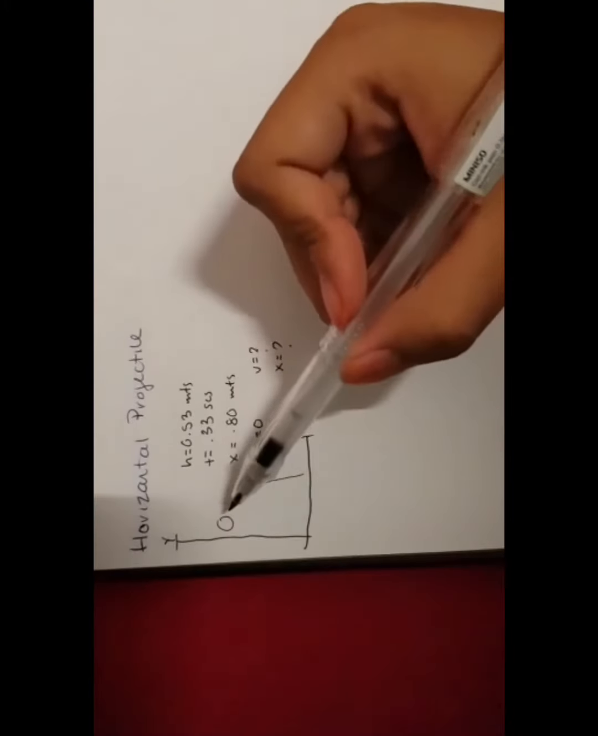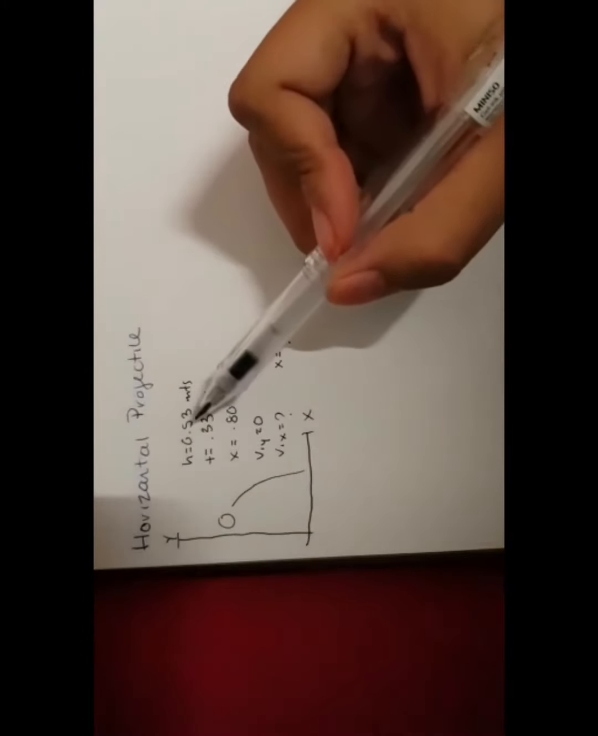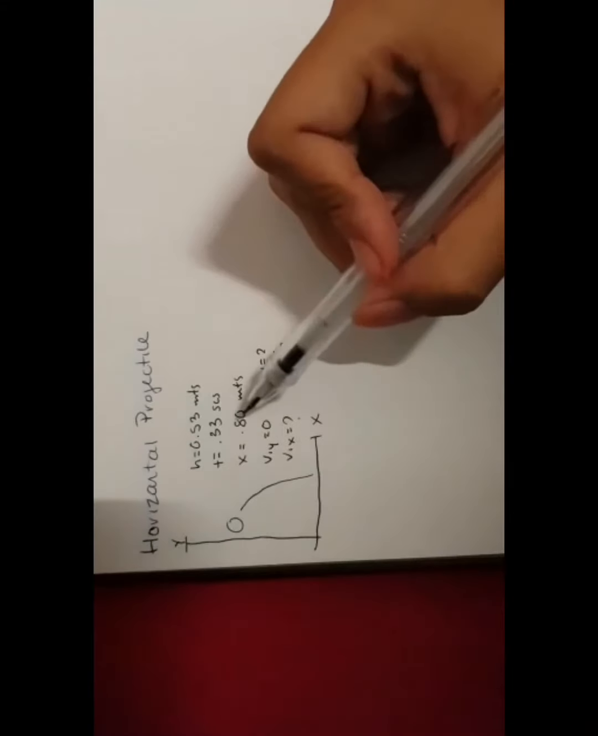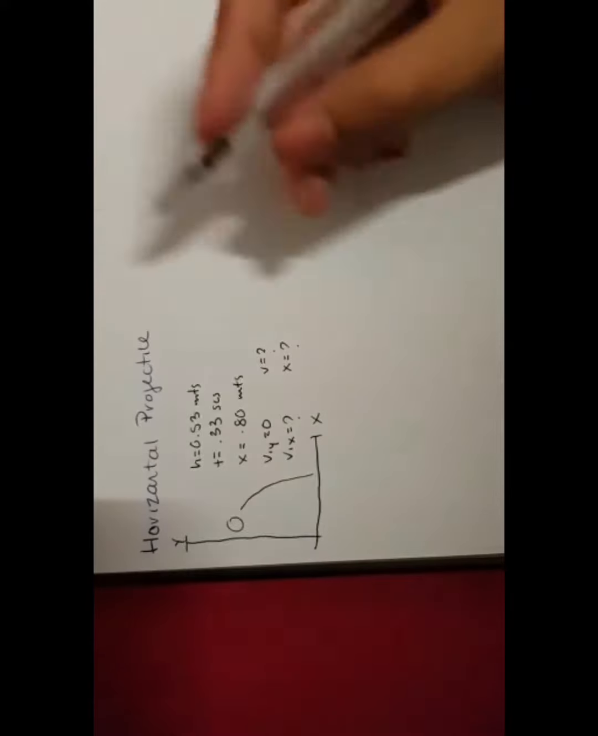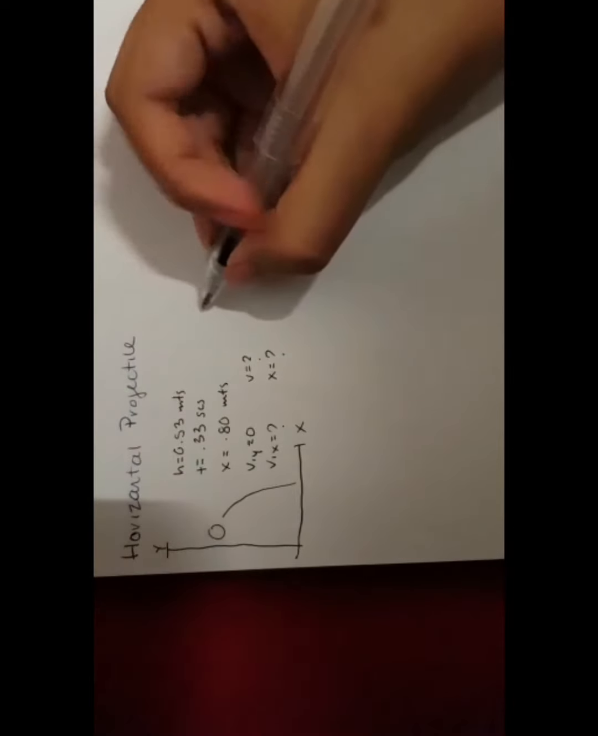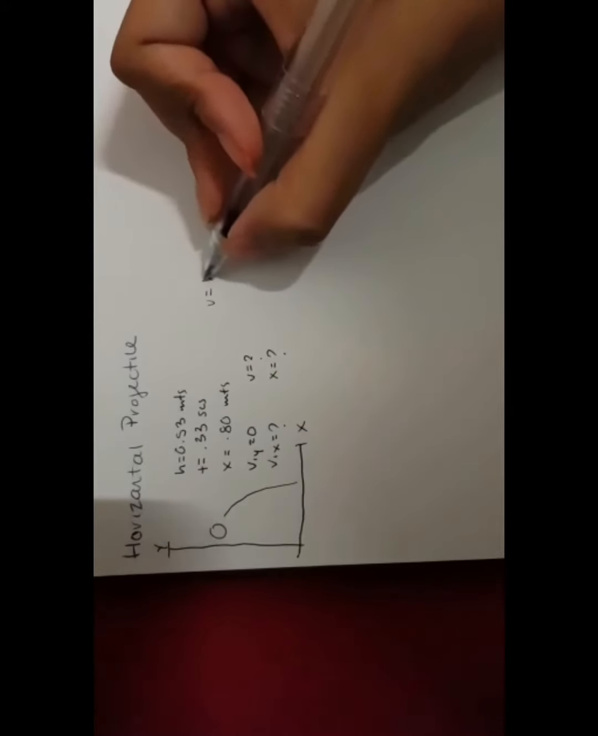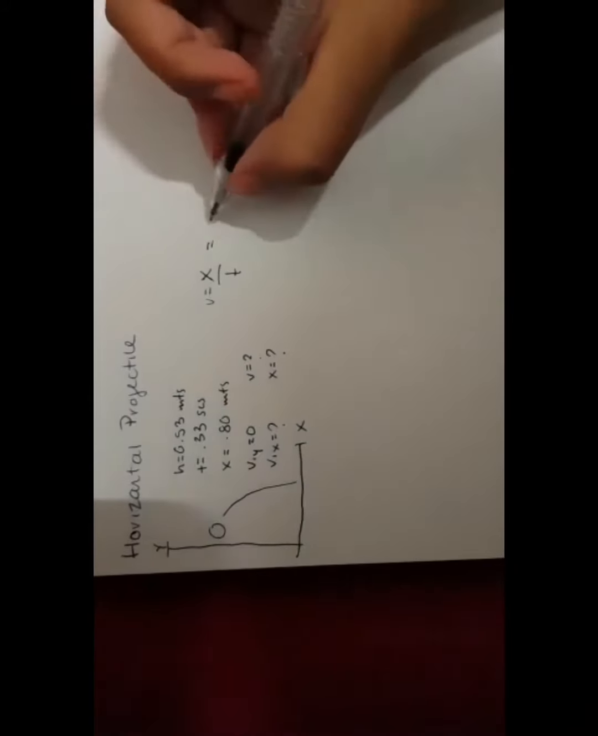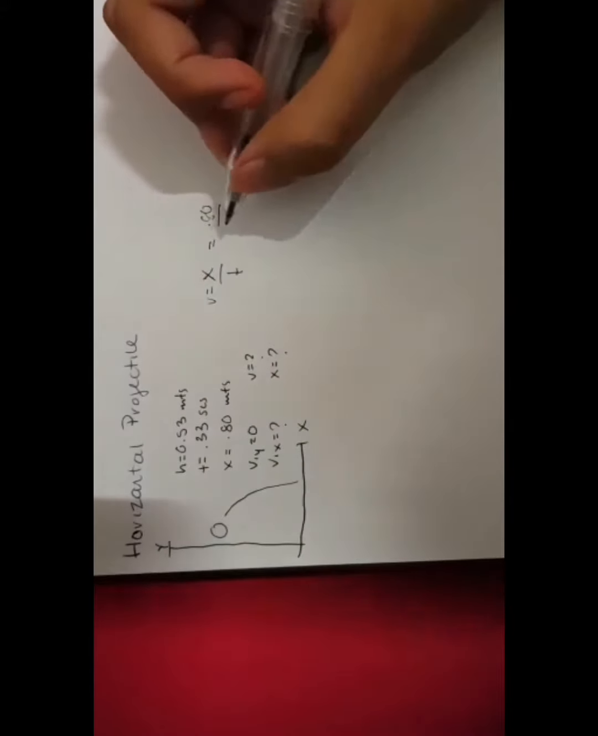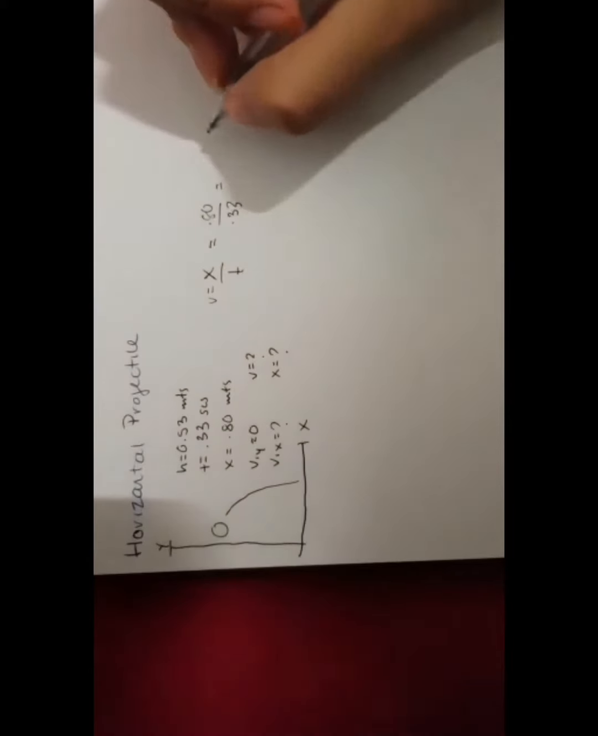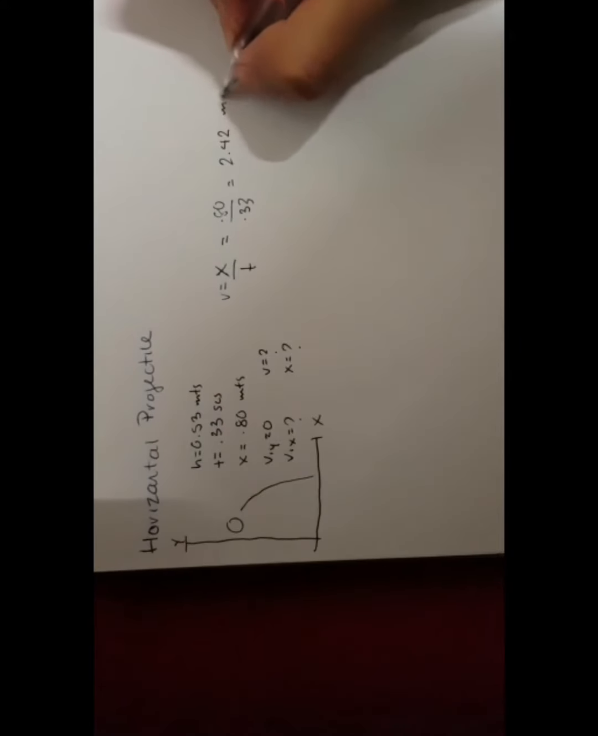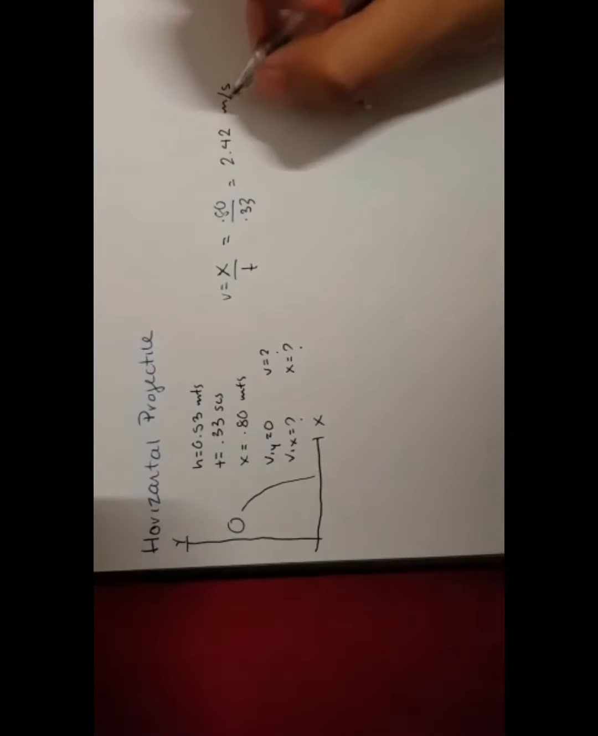So a kid threw the ball and it had a height of 0.53 meters, the time was 0.33 seconds, and the distance that it reached was 0.80 meters. We have to find the velocity. The formula for the velocity is velocity equals distance over time. Now we substitute, and velocity is equal to 0.80 over 0.33, and the result is 2.42 meters per second, and that is the velocity.